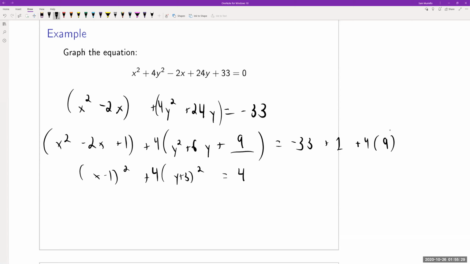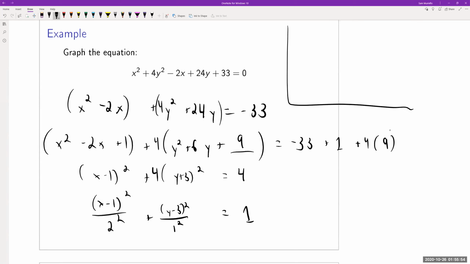This 4 should still be here, so when we divide to equal 1, what we obtain is x minus 1 squared over 2 squared, because we divided by 4, plus y plus 3 squared over 1 squared. Now, you don't actually have to write the over 1 squared, but it's very helpful because it'll tell us a lot about this ellipse. Here's what I see. Center is going to be 1 comma negative 3. I dropped this negative here, but it's y plus 3.